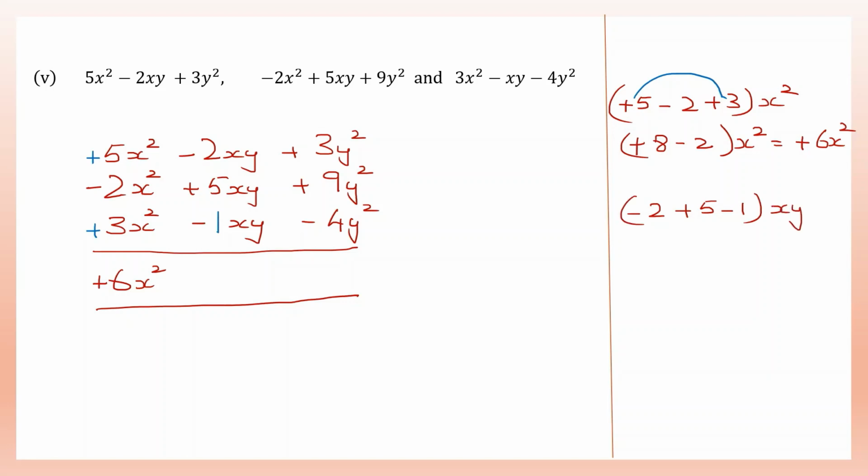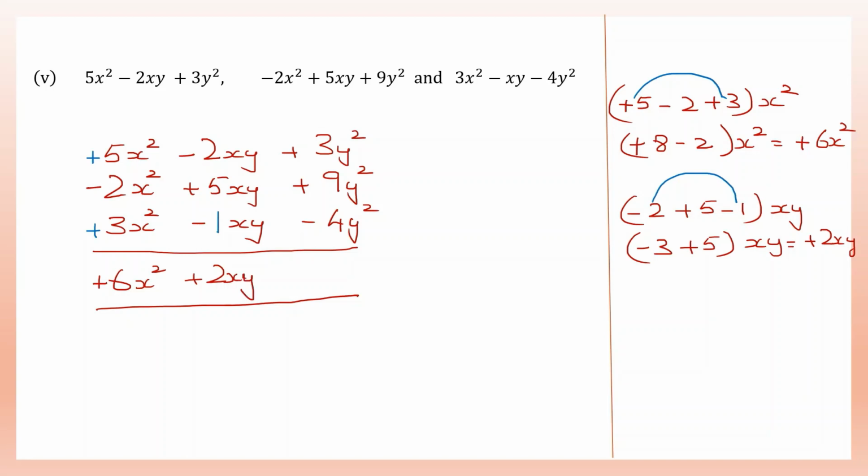Moving on to xy, let's take only the numbers: minus 2, plus 5, minus 1 xy. Add up the numbers that have the same sign, minus 2 and minus 1. So that becomes minus 3 plus 5 xy. When signs are different, put the sign of the bigger number and subtract. 5 minus 3 is 2xy. So plus 2xy.